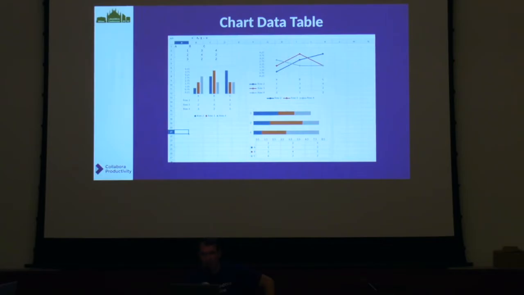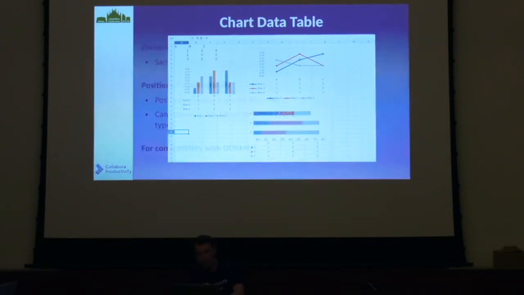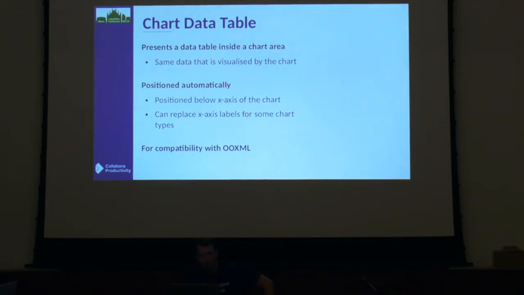These are the data table below the chart area or the visualization area, and in some cases it can also replace the x-axis, and there are some cases which still leave the x-axis present, like in the bottom one. Here there is this x-axis, these labels are still present, but the chart data table is drawn below it. So chart data table is just the list inside the table, all the data that is visualized by the chart.